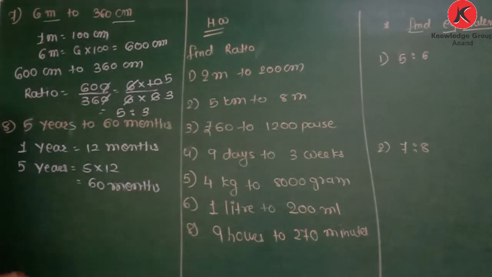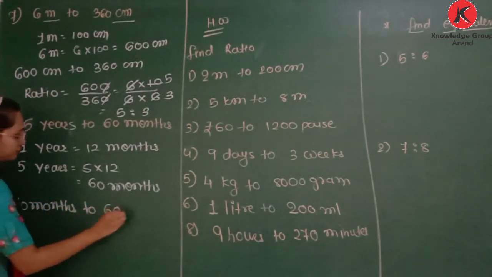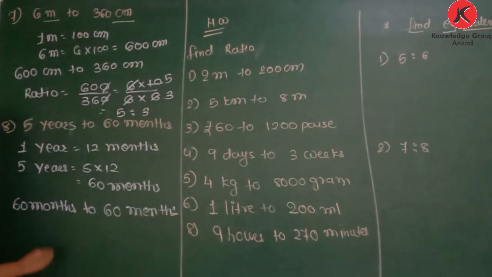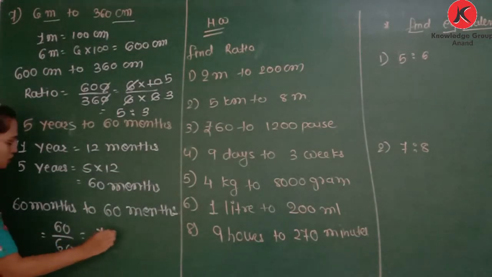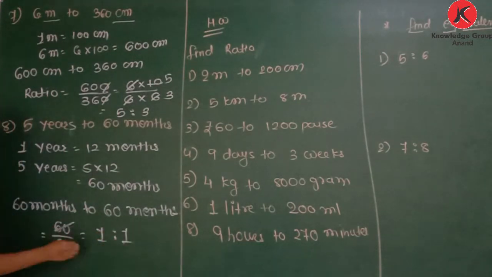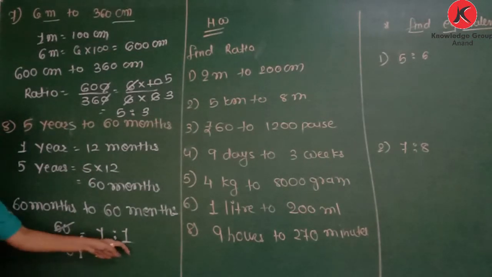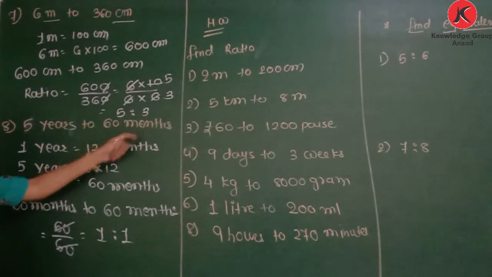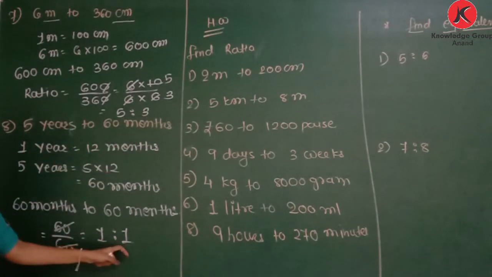Now we find the ratio, 60 months to 60 months. So it is 60 divided by 60. So 1 is to 1, because we can cut the common factor 60 and 60. So 1 in the numerator, 1 in the denominator. So ratio of 5 years to 60 months is equal to 1 is to 1.